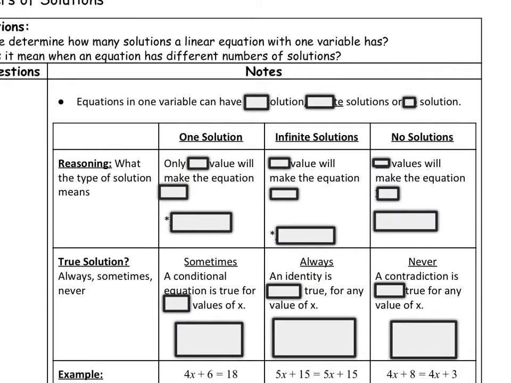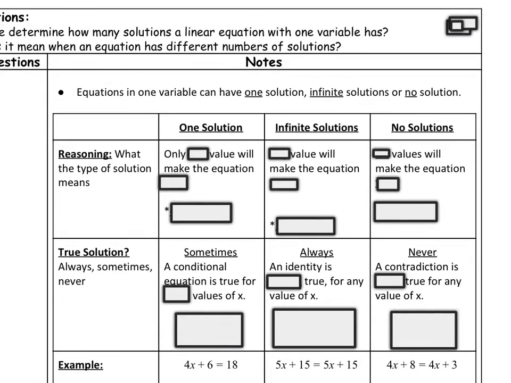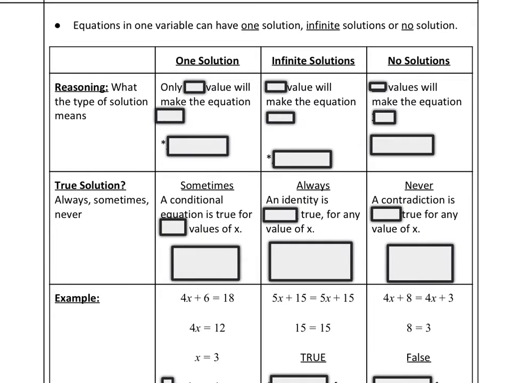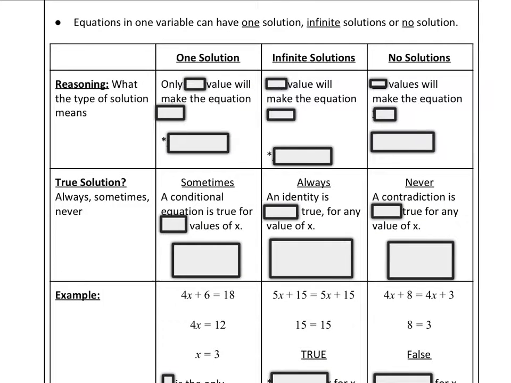We've been mainly dealing with equations where we have one solution, we solve it, and we get what x equals. And we can check that that works. But equations in one variable can actually have one solution, infinite solutions, or no solutions. We're going to use these tables here to make sense of what these different options mean and how to recognize when you have an equation with different numbers of solutions.